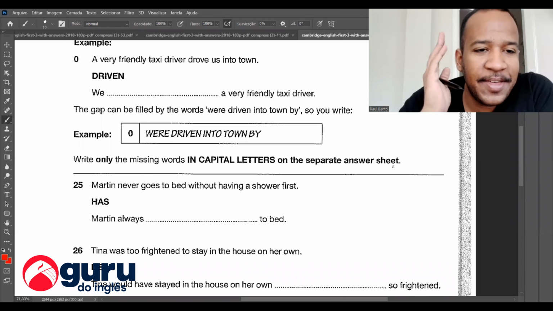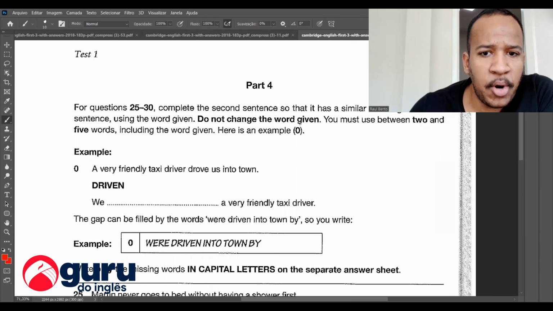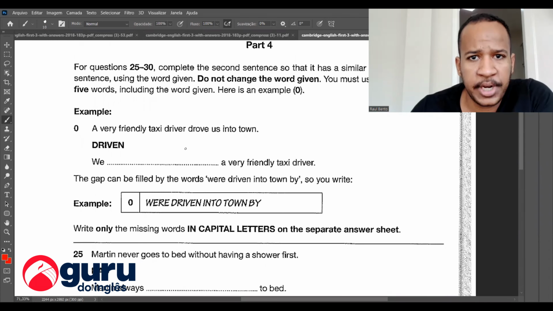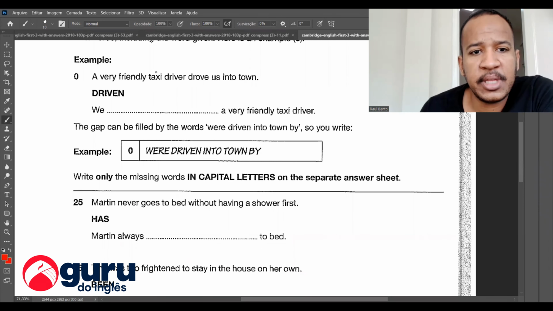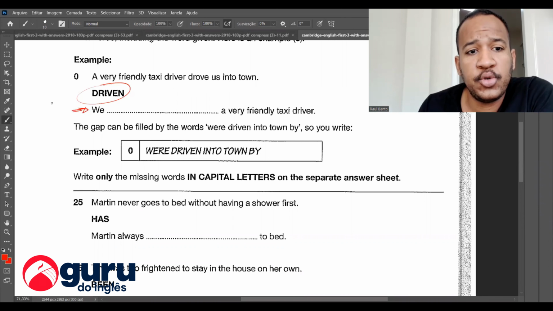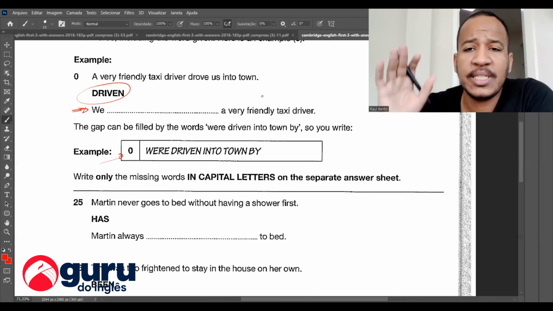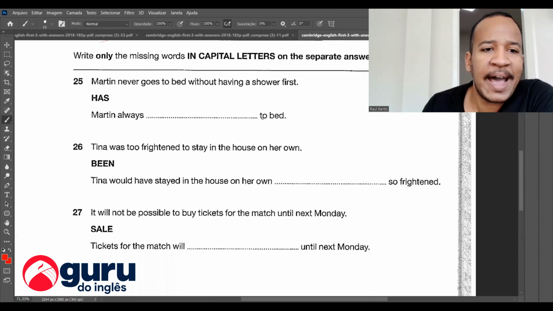Okay, so let's try this first exercise here. The first one I prepared for you is part 4, where we need to rewrite the sentence using the word given. Like we have here, for example, in number 0, "A very friendly taxi driver drove us into town." We need to rewrite the phrase using the word "driven": "We were driven into town by a very friendly taxi driver." That's the idea of the question.